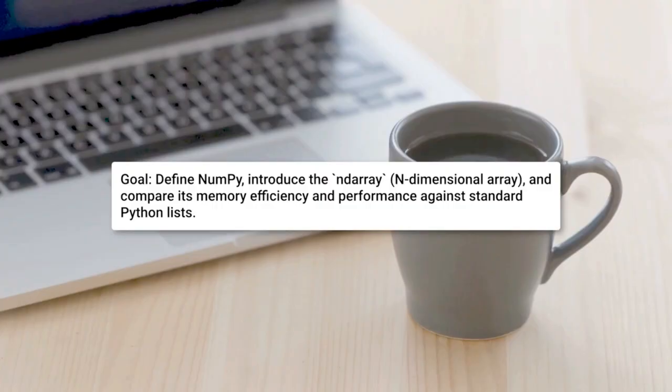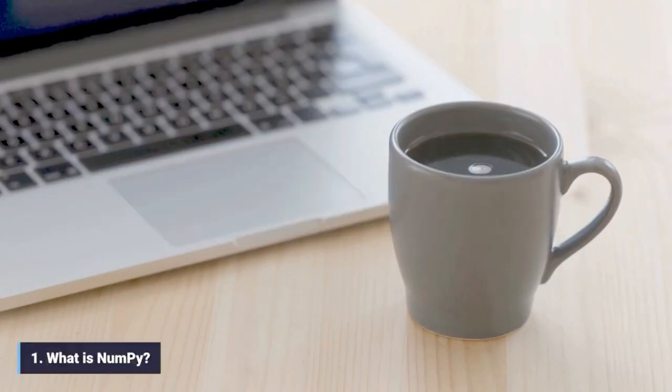1. What is NumPy? NumPy is the fundamental package for scientific computing in Python. It centers around a powerful data structure called the ndarray, which stands for n-dimensional array. This is a grid of values, all of the same type, indexed by a tuple of non-negative integers. It is the core data structure used by most other scientific Python libraries like Pandas and scikit-learn.